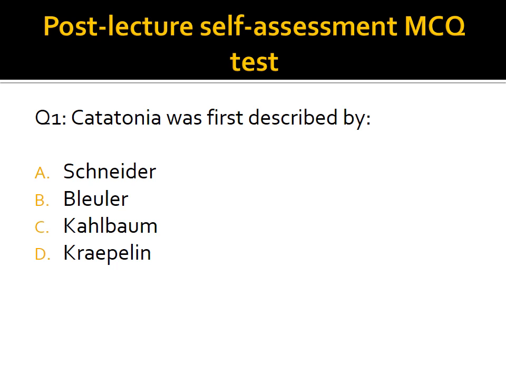So we will finish by going through 5 multiple choice questions. The first question is, catatonia was first described by Schneider, Bleuler, Kahlbaum or Kraepelin. If you want, you can pause now, and the answer is Kahlbaum.